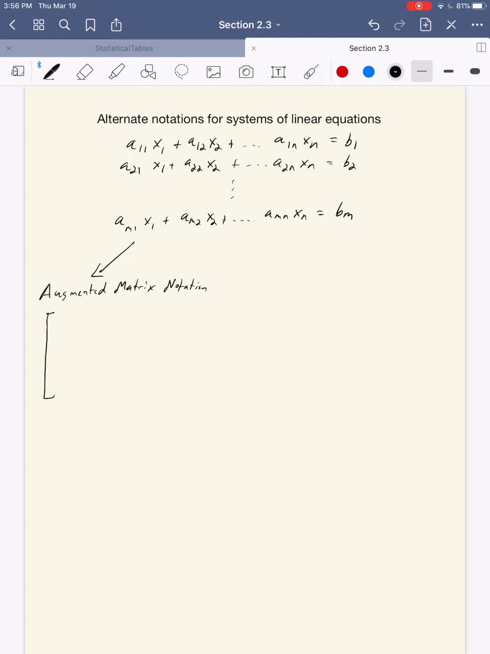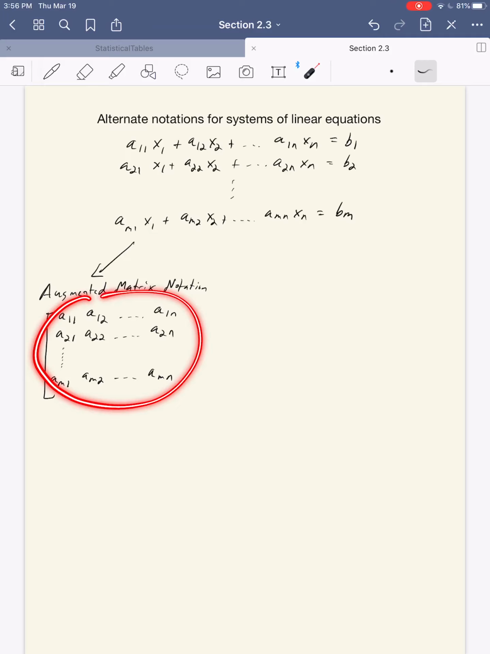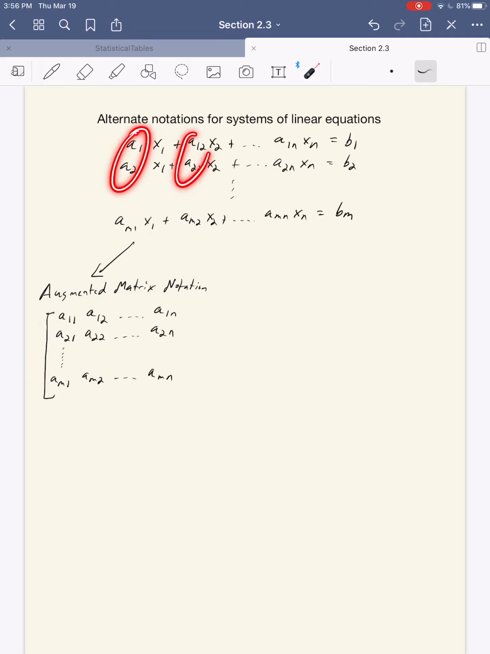So what we would do is we would write this out as A11, A12, all the way down to A1n, and then A21, A22, all the way down to A2n, and then we continue that down to Am1, Am2, all the way across to Amn. All these values here would just be those associated A values back in our system. Then what we do is we put a vertical line. This vertical line doesn't really mean much. It's just for visual purposes. And we put those constants, b1, b2, bm, over here.